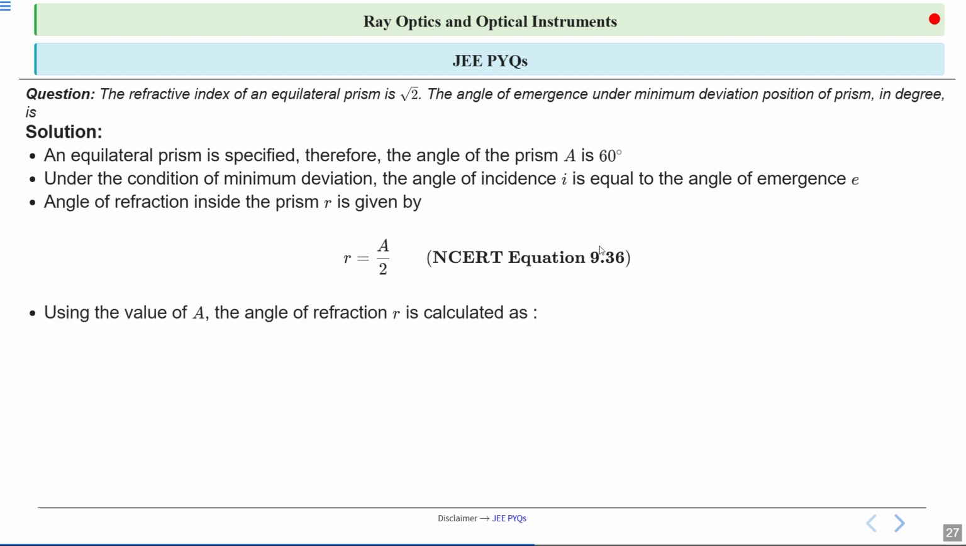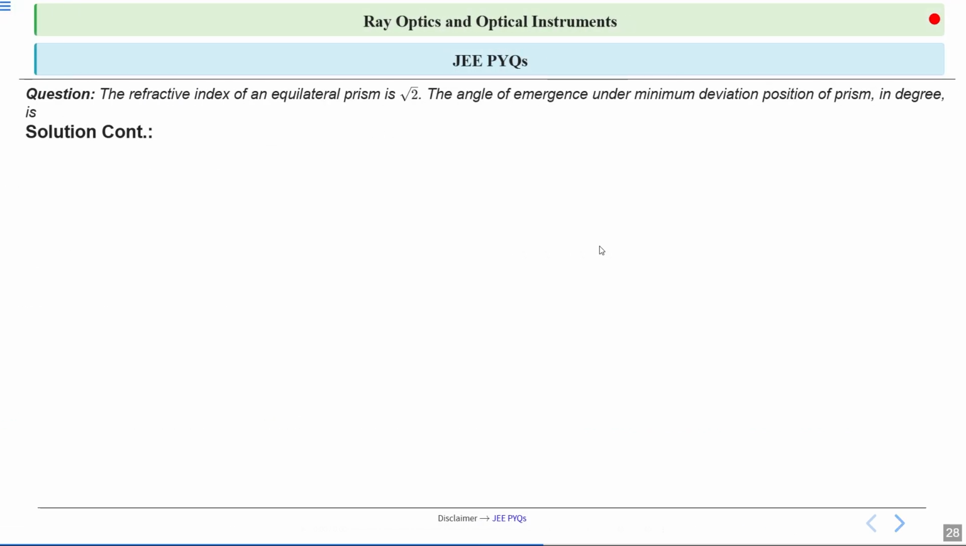So let's apply the formula to our specific prism. By substituting the known angle of prism, we can calculate the angle of refraction. So using the formula, we find that the angle of refraction is 30 degree. This calculation is straightforward but critical for determining how light exits the prism. So let's apply Snell's law at the first refracting surface. Snell's law helps us understand how light bends when it moves from one medium to another.